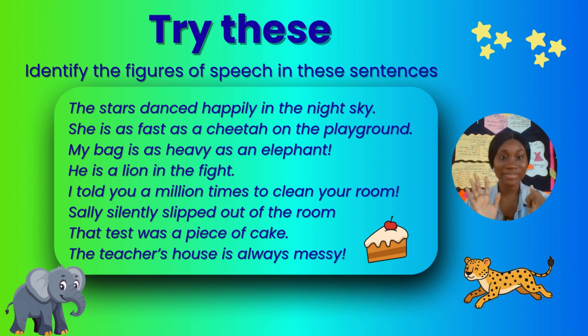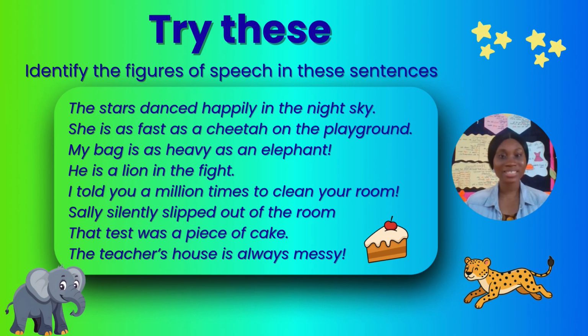So with everything we have learned so far, we looked at simile, metaphor, hyperbole, irony, personification, and alliteration. So we looked at six figures of speech in today's lesson. Now, do you think you can identify the figures of speech in each of these sentences? The first one: the stars danced happily in the night sky. I'm talking about the stars and I'm saying they are dancing, as if I'm talking about an actual human being. What kind of figure of speech is that?